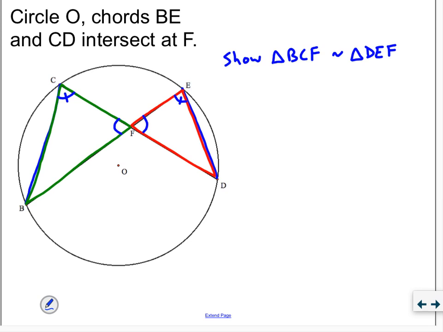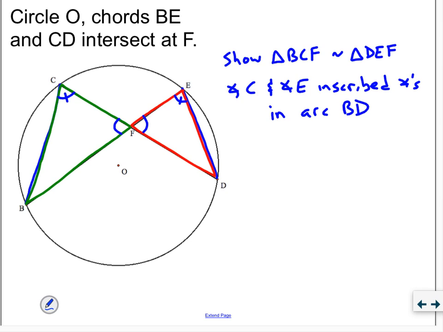Do you know how come they're congruent? Notice that both angle C and angle E are inscribed angles. And because they're inscribed angles, they both intersect arc BD. So since they both measure half of arc BD, they have to be congruent. And likewise, by our third angle conjecture, we can say that these two angles are congruent. So our triangles are similar to each other.